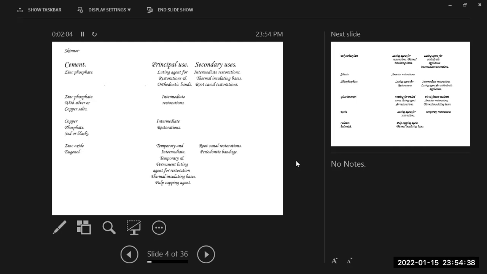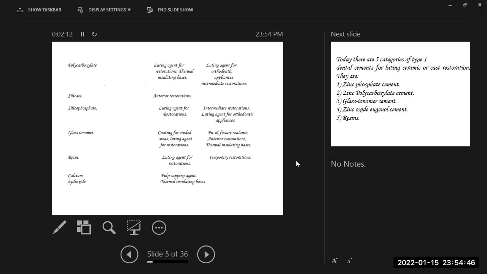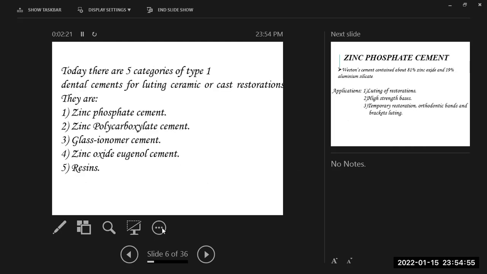Again, if we talk about Skinner's classification, he has classified it based on principal uses and secondary uses. Now, these are the various cements for which the primary use as well as the secondary use is given. There are basically five categories. So, after seeing all these classifications, the one main conclusion we can come to is that we have five important cements: zinc phosphate, zinc polycarboxylate, GIC, zinc oxide eugenol, and resin cements.